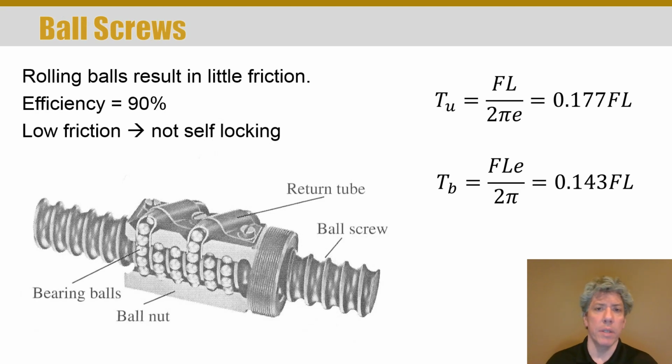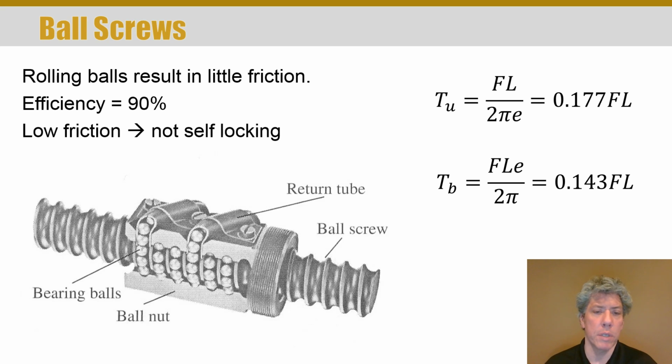Now, to overcome this, there's another type of power screw, if you will, called a ball screw. And a ball screw is interesting because it's kind of like a power screw meshed with a ball bearing. It's like putting those two machine elements together, mashing them together, and seeing what comes out. And if you look at the figure here, you can understand how this works.